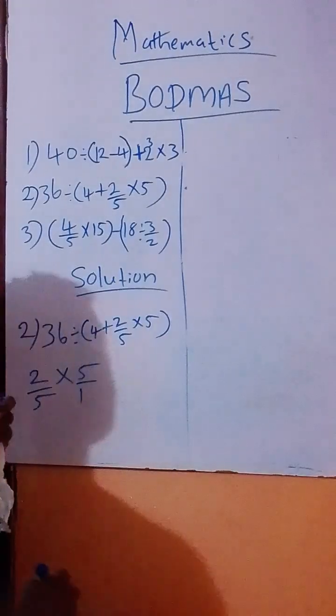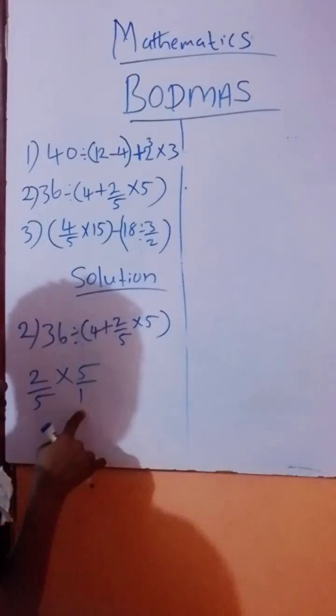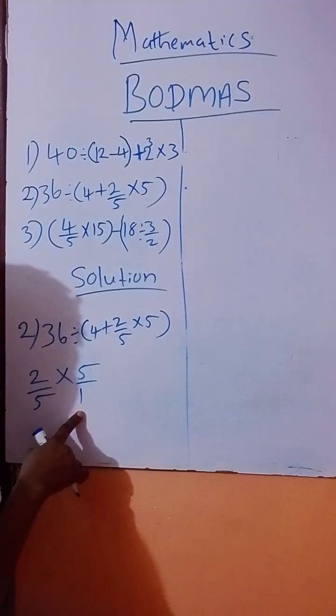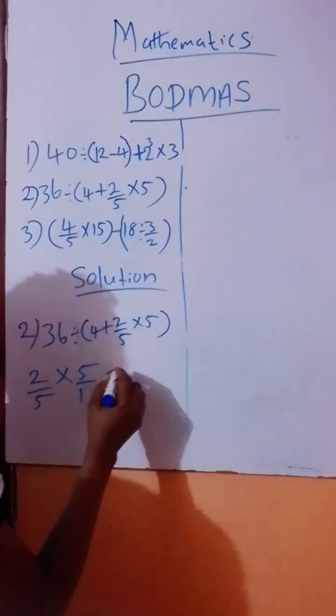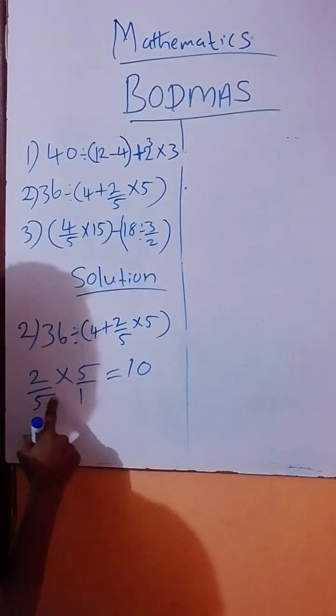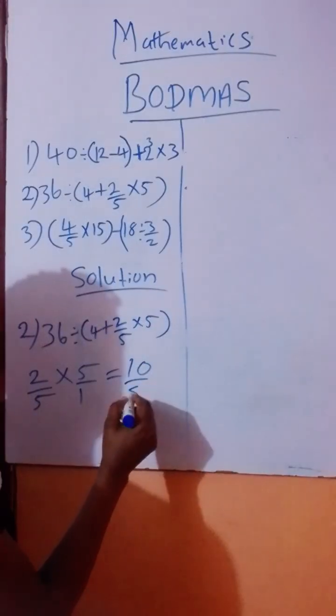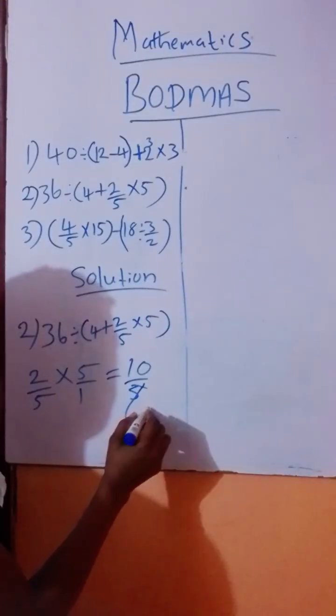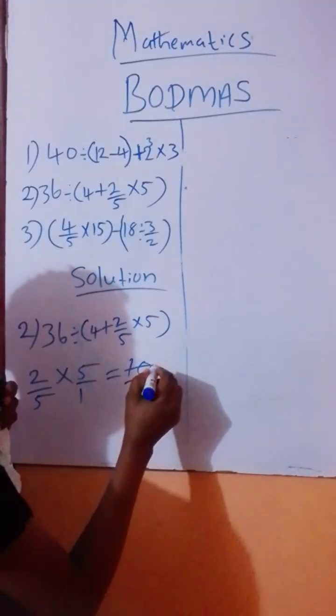I told you guys that I added this 1 so that it can be in the same fraction. Then we're going to say 2 times 5 is 10. 5 times 1 is 5. 5 divided by itself is 1. 5 in 10 is 2.